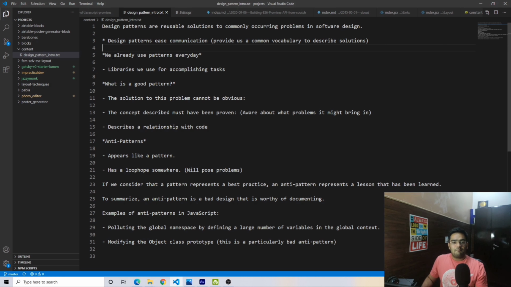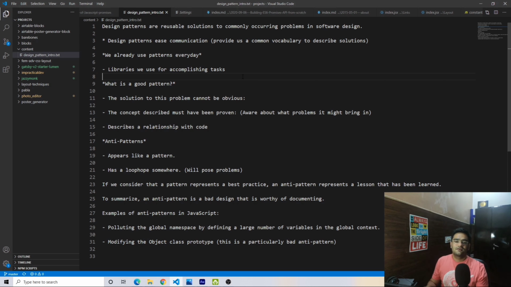So apart from solving your communication worry, you might already use some design patterns. So for example, the libraries that you use to accomplish tasks. Since libraries are written to solve problems at scale, it is important that they follow some specific patterns so that their code is more elegant.